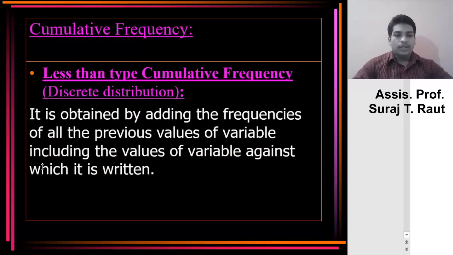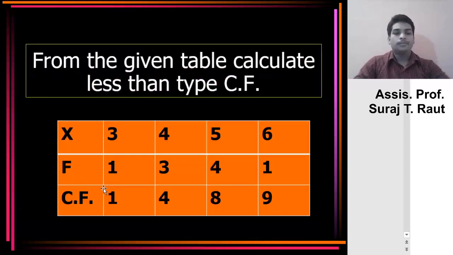Cumulative frequency. There are two types of cumulative frequencies. First is less than type cumulative frequency, and second is more than type cumulative frequency distribution. Okay, so first we define less than type cumulative frequency when a discrete distribution is given. It is obtained by adding the frequencies of all the previous values of the variable, including the value of the variable against which it is written.